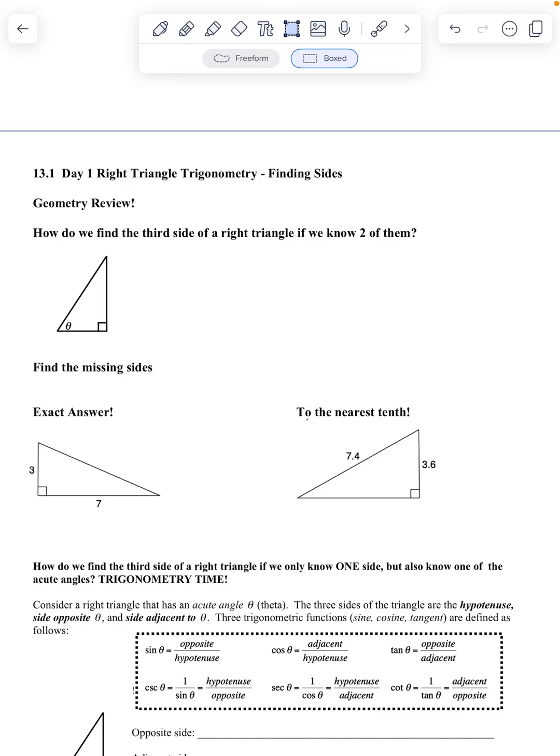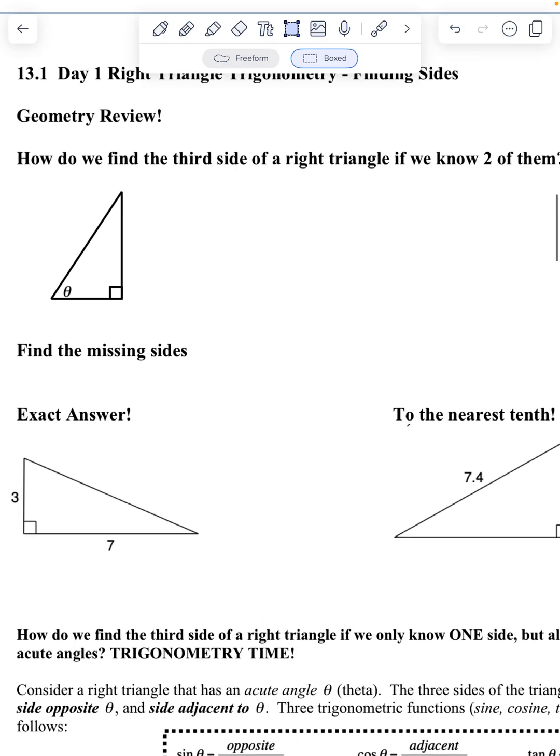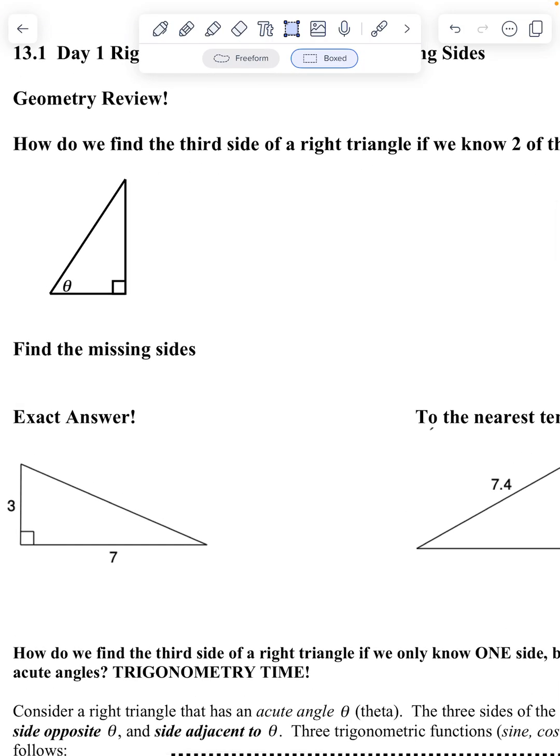Okay, guys, I'm gonna go through this pretty quickly, so hopefully it feels like review to you. We're gonna be doing a little bit of Pythagorean theorem, very little, and then we're gonna be kind of readdressing SOHCAHTOA from last year in geometry. So first thing we're gonna look at is, how do we find the third side of a triangle if we know two of them?